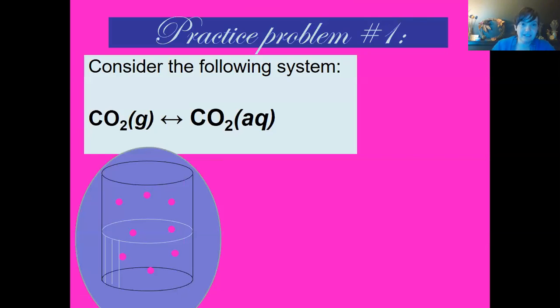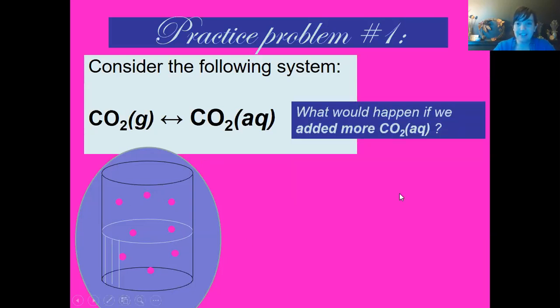So let's consider this system here. We've got carbon dioxide gas as the reactant. Carbon dioxide aqueous is the product. So you can picture a can of soda, right? The gas particles above the soda, and then in the soda, the gas bubbles. All right, what would happen if we added a bunch more CO2 aqueous? If you pumped some more gas into the liquid? Yeah, some of the bubbles would escape, right? So in other words, the reaction would speed up in the reverse direction to re-achieve equilibrium.